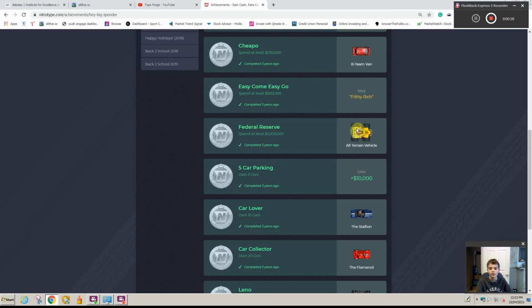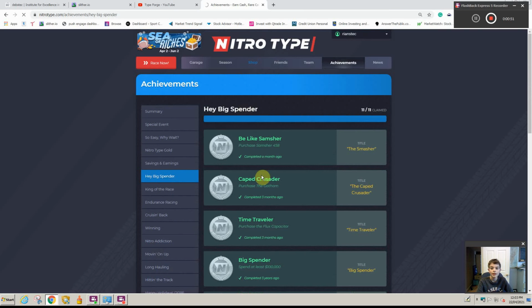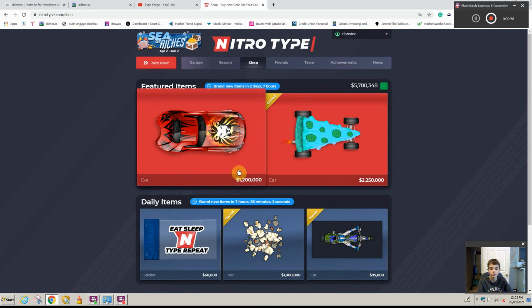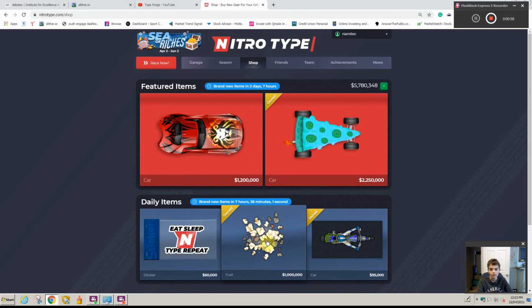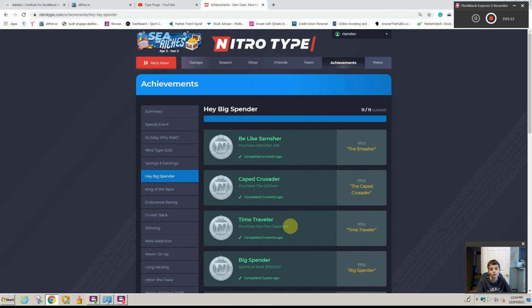This one. The all-terrain vehicle. Look at this. Spend $1 million. Seriously, that's like going to a shop today and buying like this or like that. That's so easy. Seriously, this would get you a whole car. I don't see how that's even possible. That is what I think is a very, very, very overrated car.